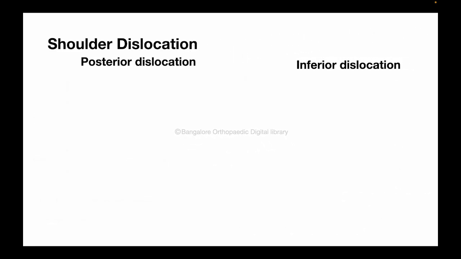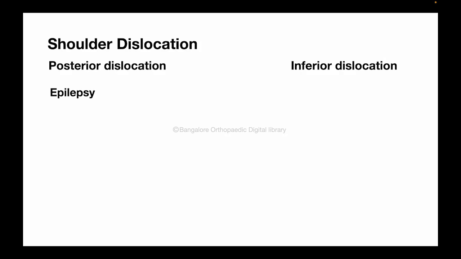A few key points about posterior and inferior dislocations. Posterior dislocation is more common after violent muscle contractions such as an epilepsy or an electric shock. Because of this mode of injury, the possibility of a bilateral dislocation should be suspected. Posterior dislocation is more often associated with proximal humeral fractures, and the standard treatment is as mentioned earlier.